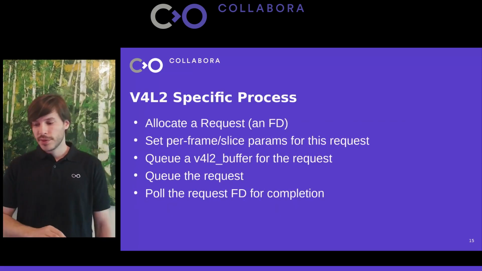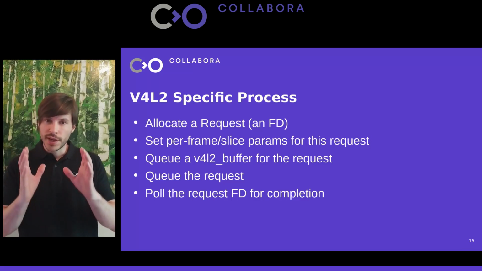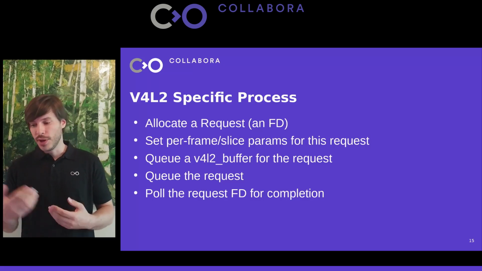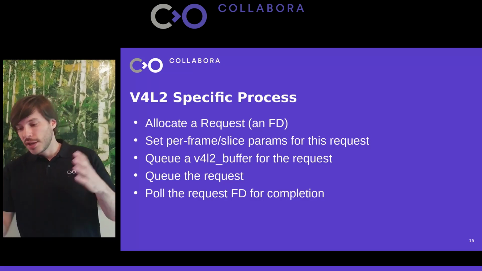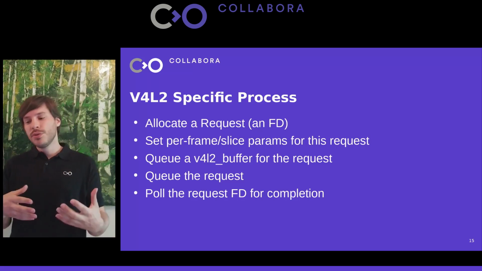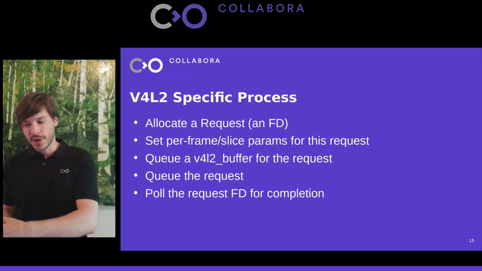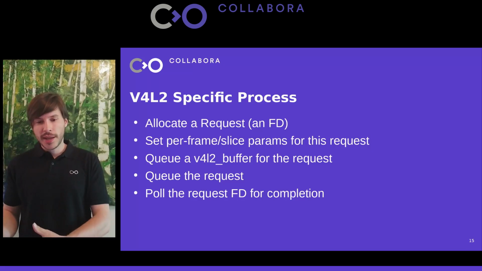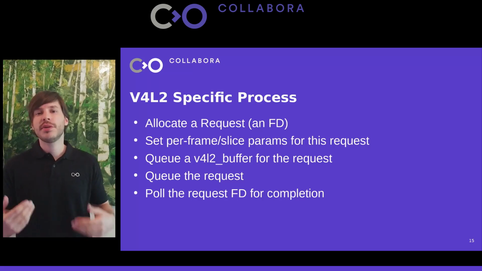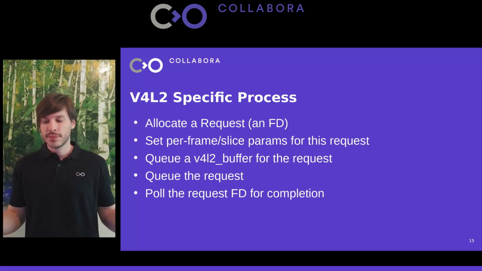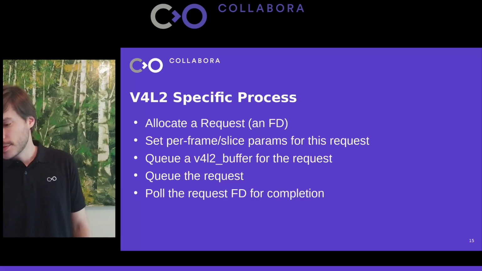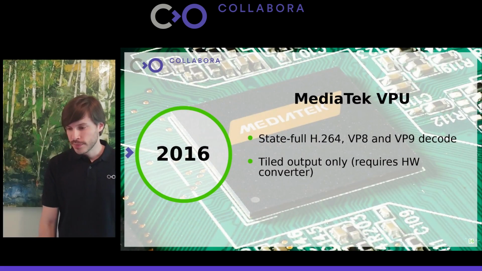On the V4L side, it's much simpler if we just look at driving the hardware itself. So on the V4L side, you need to allocate a request. You need to set all the parameters. You need to queue your bitstream buffers for that request. You set the parameters for that request also. And then you queue that request, and instead of waiting for a buffer to come out, you actually wait for that request to complete. So you poll on the file descriptor of the request. It's a much simpler process than the other accelerator. And things stay there, and time passed.